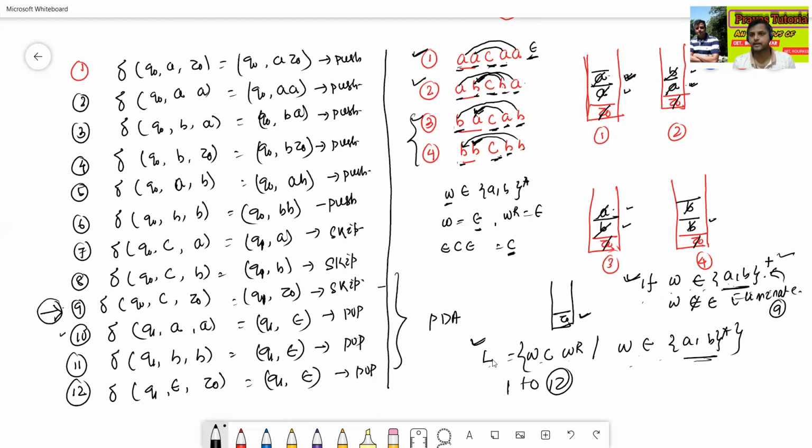So in the next class, we'll read about the non-deterministic pushdown automata. Okay, this is the end of deterministic pushdown automata. But in the next class, what is the meaning of deterministic pushdown automata, and what is the difference between deterministic and non-deterministic pushdown automata? In the next class, we'll read.